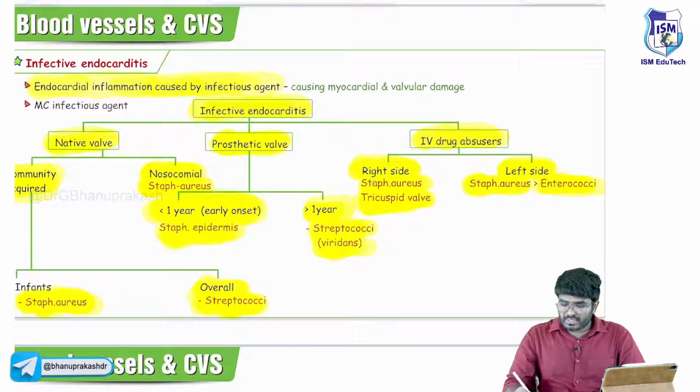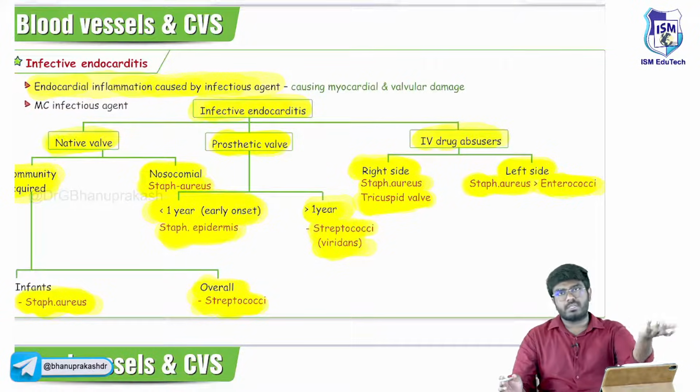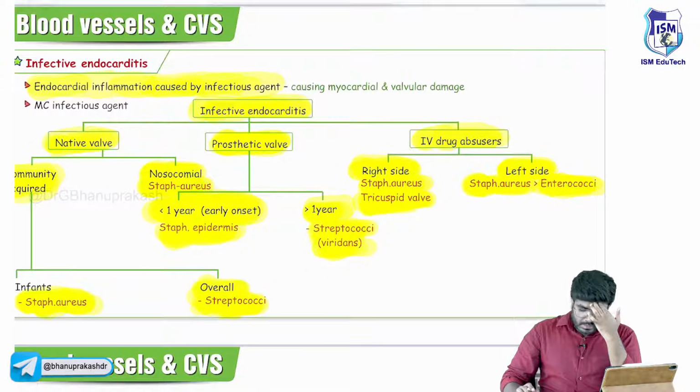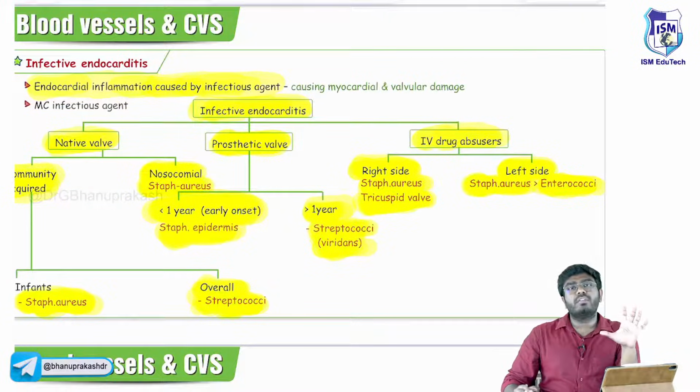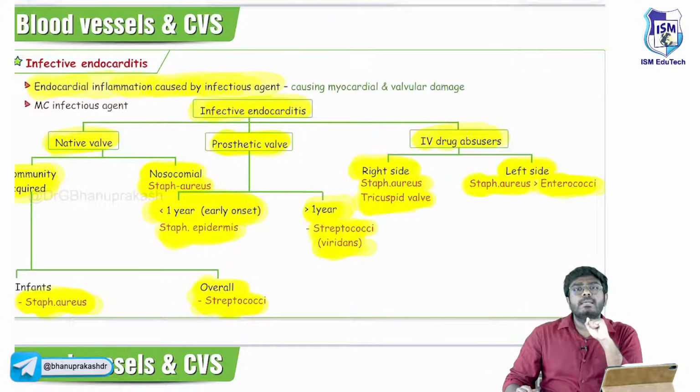Okay, if you don't find the option Staph aureus, then you can mark the Enterococcus. So that's it. In this slide we have seen what the infectious agents, the causative agents, are that cause infective endocarditis, right? Now let's try to understand.